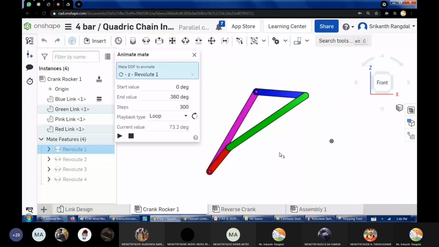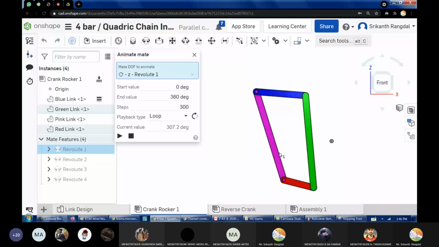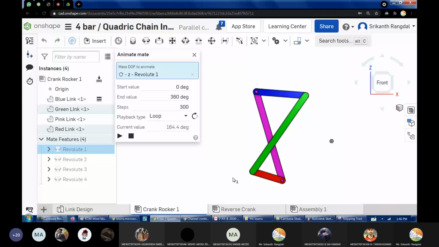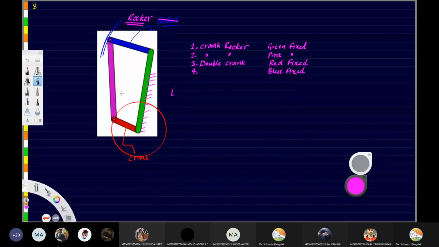So what do we call them? Double rocker. Very good. Double rocker. So just like double crank, now we have a double rocker. Okay. So these are the four inversions.